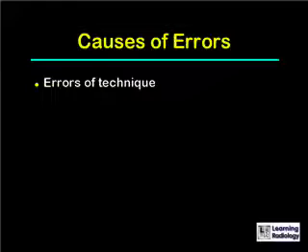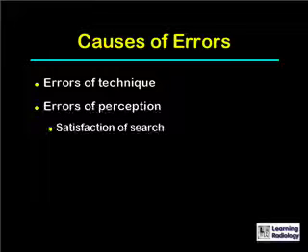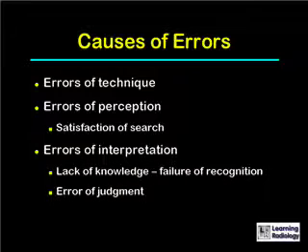There are many causes of errors that can occur. One group deals with errors of technique. The body part may not be on the image or it may be improperly exposed. Another set of errors deal with errors of perception. There have been studies that have shown that in some cases observers did not fully examine the entire image. There's another kind of error of perception which is called satisfaction of search, which we'll talk about later.